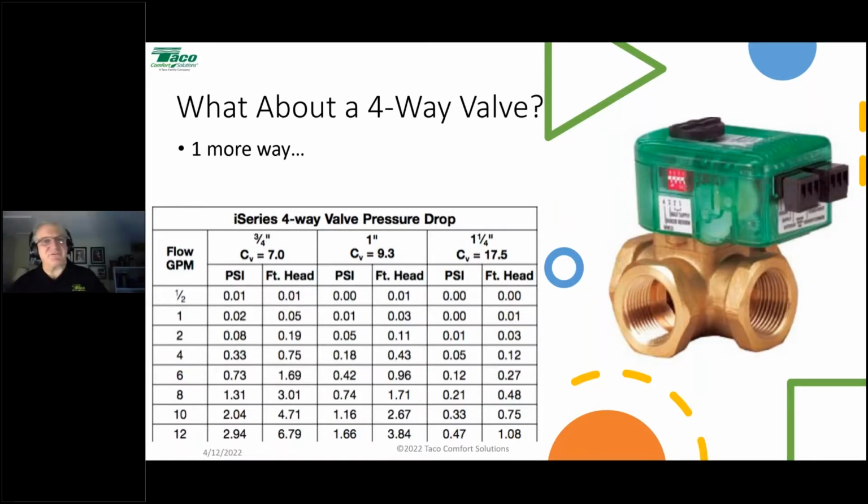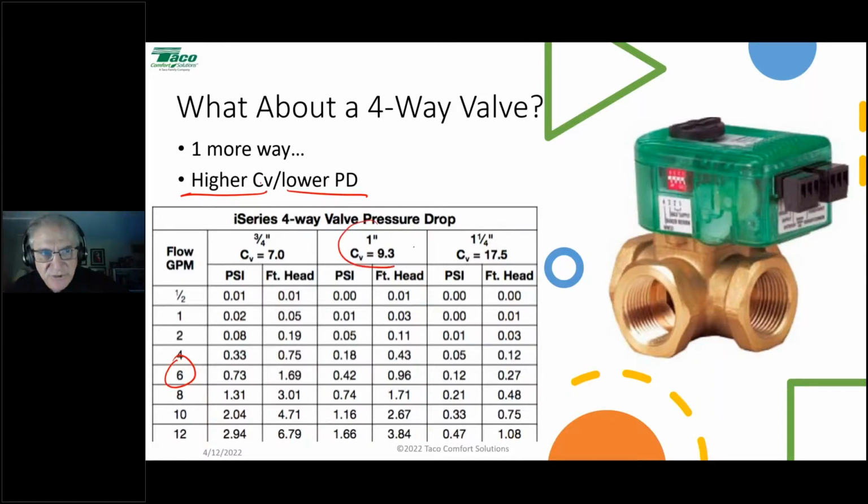But realistically, what a 4-way valve does here is that it lowers the pressure loss, okay? It's designed for higher flow rate applications. So it has a higher CV and a lower pressure loss. So let's look at 6 gallons a minute. My line size, my pipe size to and from that manifold, is 1 inch, right? So I could use the 1 inch valve here with a CV of 9.3, and look at that, it's a foot of head. Man, we're fine.